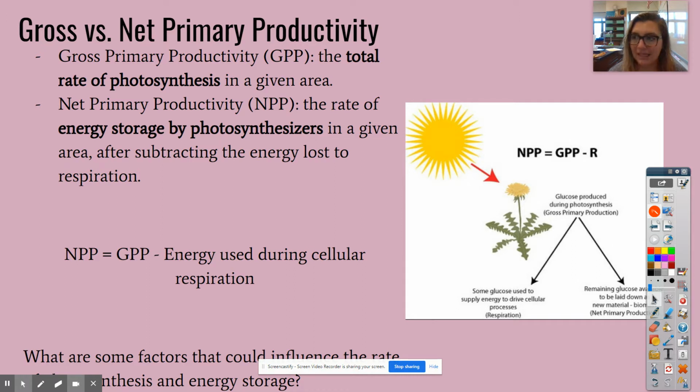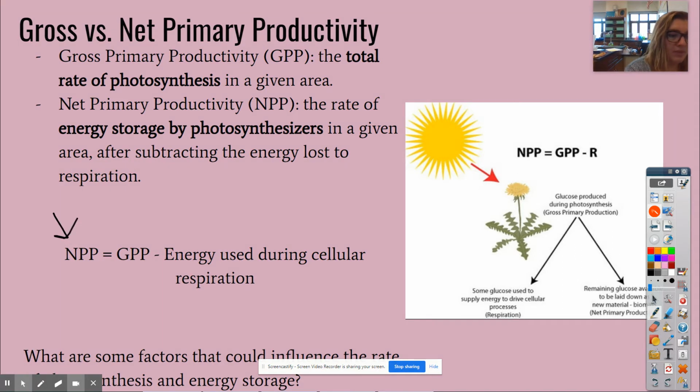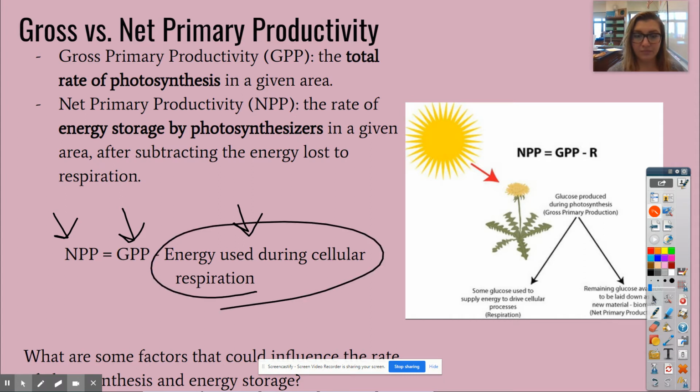So like I said, plants go through cellular respiration as well. Even though they're making their own glucose, they still have to be able to turn that into ATP. So the net primary productivity is going to be the gross primary productivity, the total rate of photosynthesis, minus how much energy they use during cellular respiration. So there's going to be a decent amount lost here because they are being alive, using ATP just like we all are.